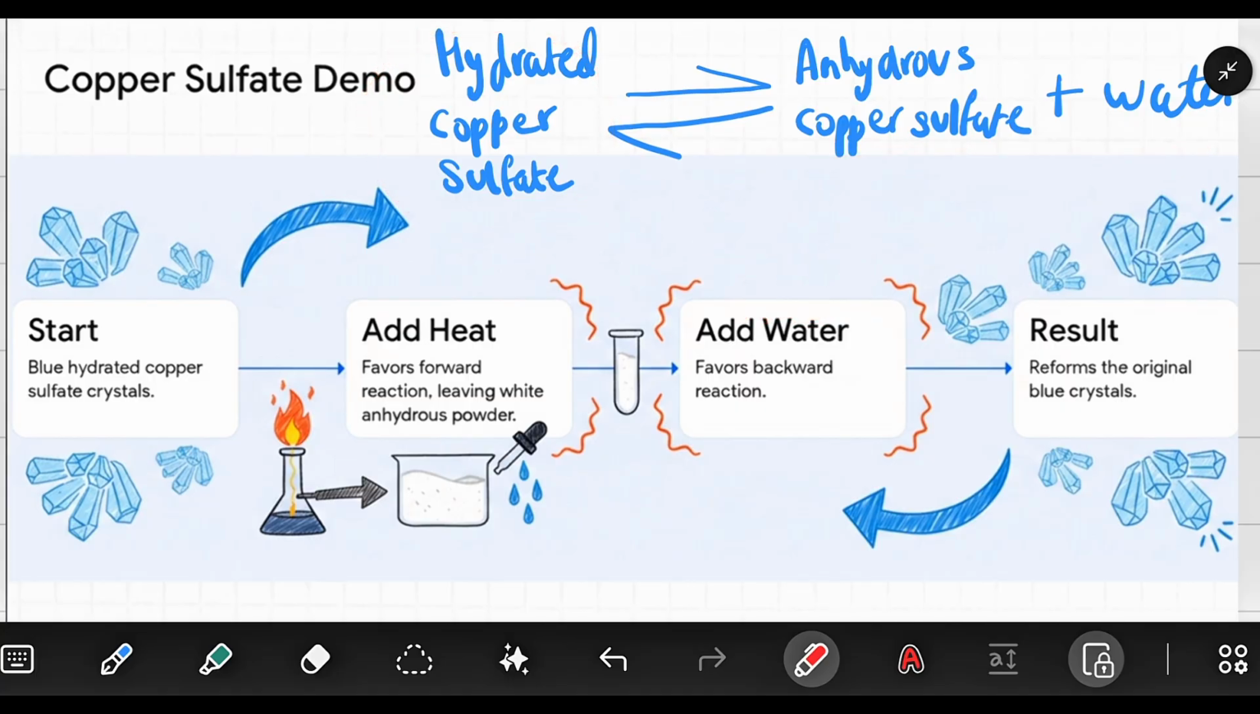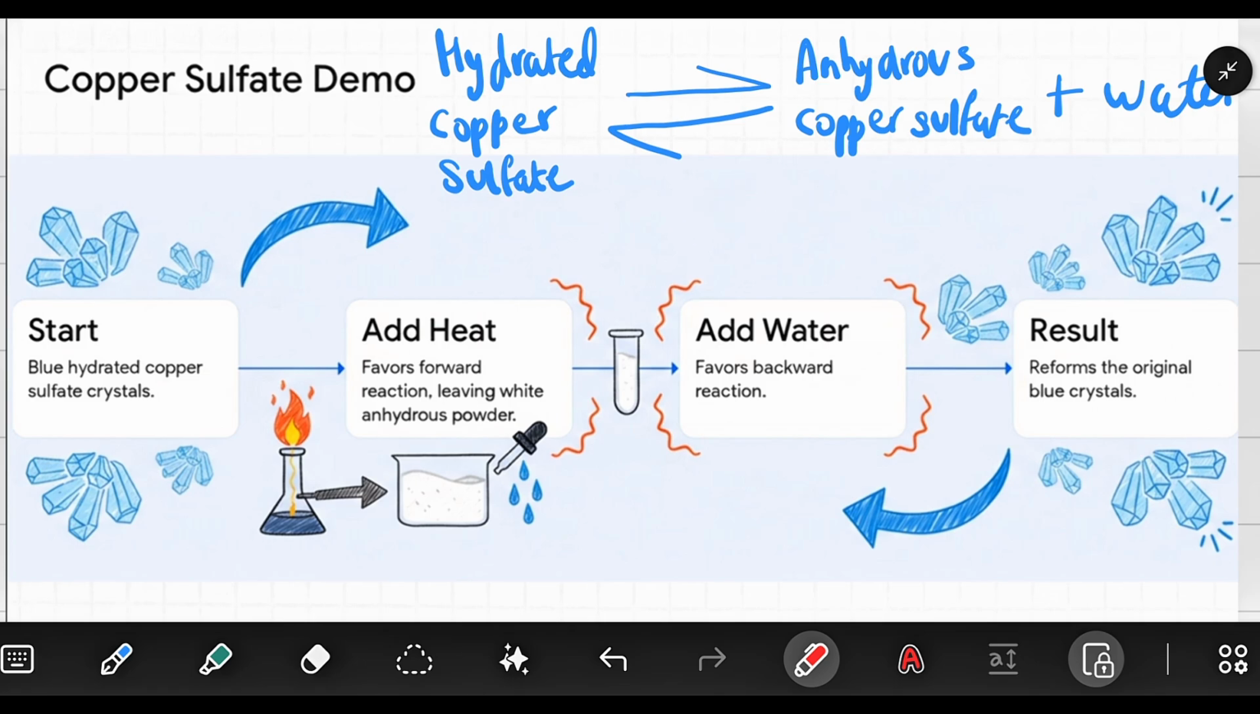Initially, before the reaction starts, our reactants, the hydrated copper sulfate, are blue crystals. But if we start decomposing them, if we start heating them, it would drive the reaction to the right, meaning that the reaction will start to break down the hydrated copper sulfate, and anhydrous copper sulfate and water will be formed quickly and quickly. Because the reactant's concentration is decreasing and the product's concentration is increasing, the equilibrium shifts to the right.